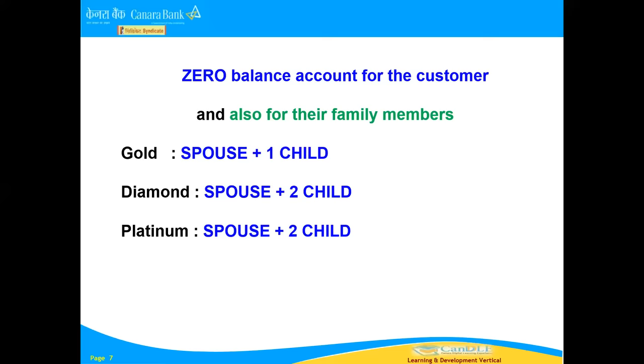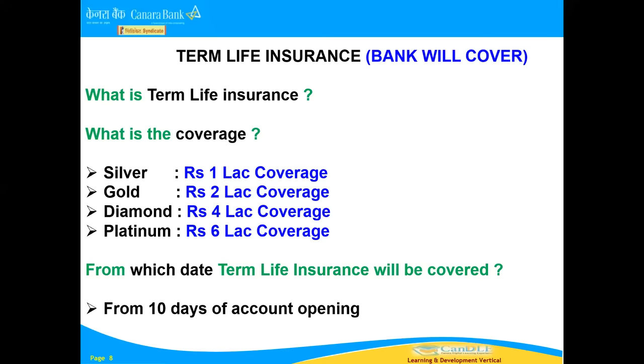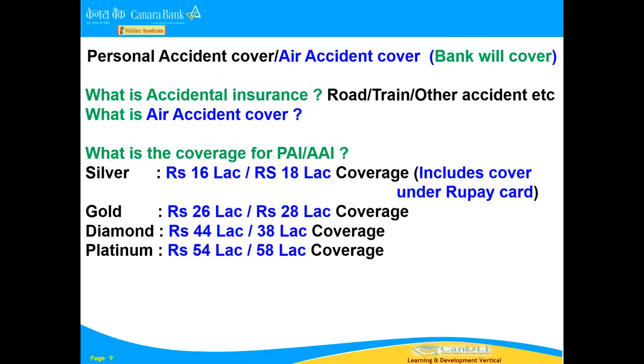Term life insurance. Bank will cover 1 lakh, 2 lakh, 4 lakh, 6 lakhs, and within 10 days of account opening. Same thing, no? Then personal accident insurance. Bank will cover 16, 18, 26, 28, 44, 38, 54, 58. Right? Included with the RuPay card.